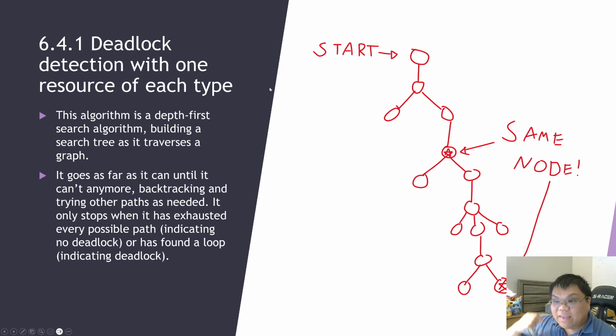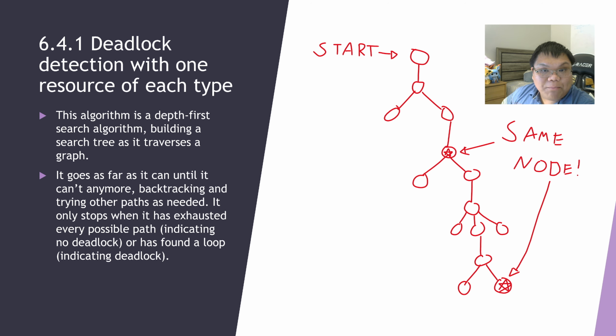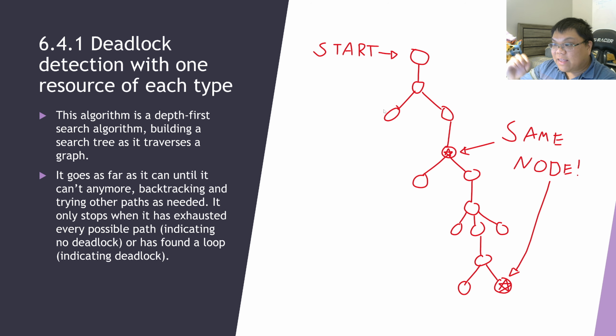This algorithm is a depth-first search algorithm. What this algorithm does is it builds up what is called a search tree, which is a representation of how this algorithm traverses this graph. If at any point in this search tree it encounters the same node, we hit a loop. And in our case, that means we have deadlock.